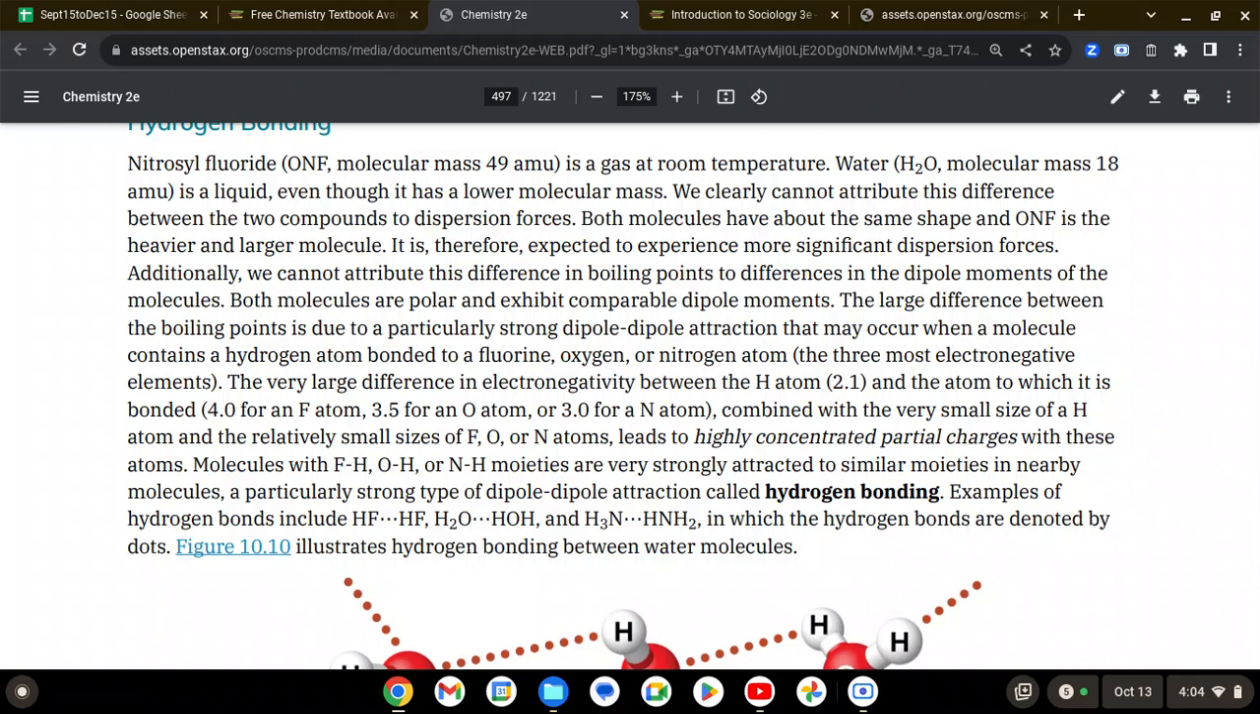Examples of hydrogen bonds include HF to HF, H2O to HOH, and H3N to HNH2, in which the hydrogen bonds are denoted by dots. Figure 10.10 illustrates hydrogen bonding between water molecules.